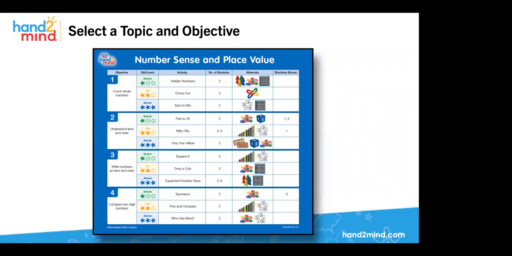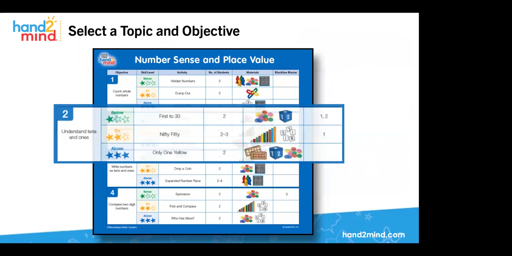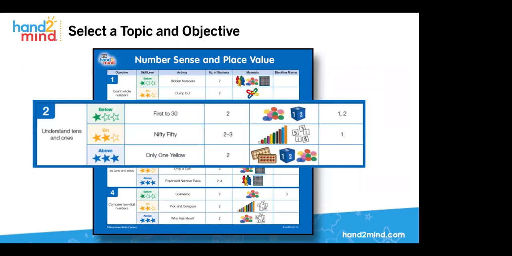So here is how we're going to take a look at it. We're going to select a topic, depending on your grade level. Select one of your topics, and then you're going to look at the objectives on that topic card. You'll want to select a topic that correlates with the math talk so that you can build onto that skill. So here's an example of the number sense and place value card, and I've pulled up objective number 2, understanding tens and ones. Notice I see 3 different activities.